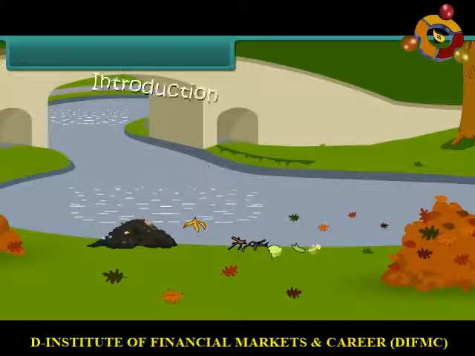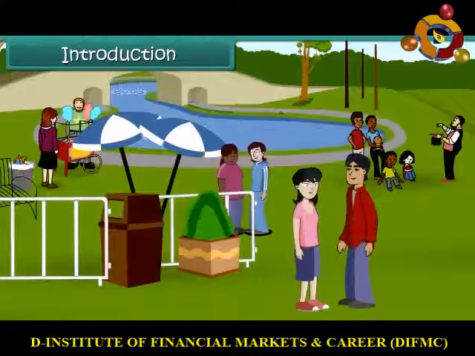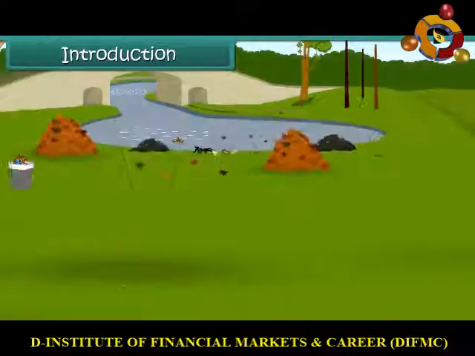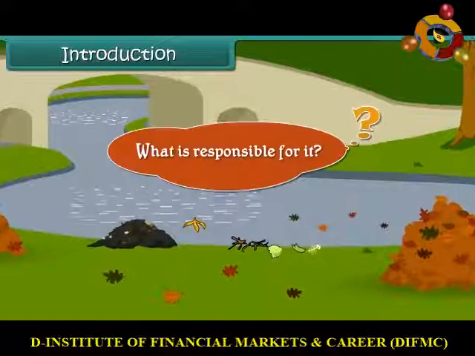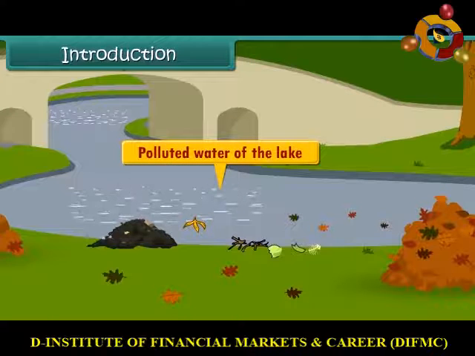Introduction. See this lake? Earlier this was a tourist spot. Now people avoid coming here. What is responsible for it? Yes, it is the foul-smelling polluted water of the lake.